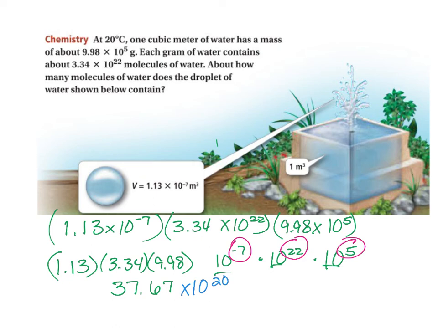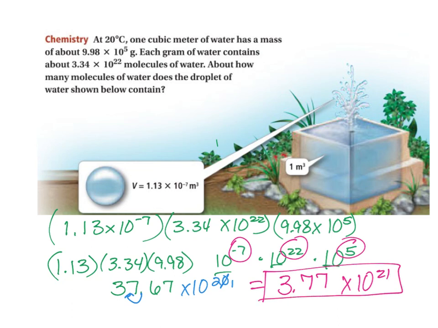Let me see here. So I'm actually going to move this decimal to the left once, and by doing that, that increases this one time because I'm having to move it an extra time. So then our solution will be 3.77, we'll round a little bit more, times 10 to the 21st power. Sorry, I know that got a little bit messy there. And it would be 3.77 times 10 to the 21st molecules of water.